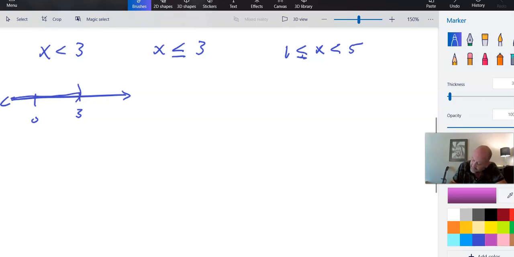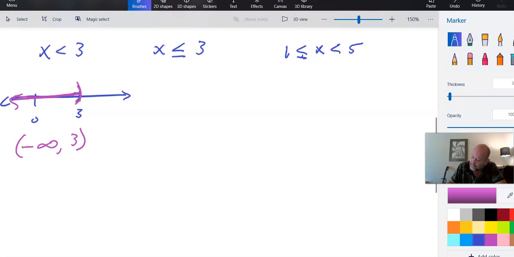Let me switch colors, that'll make that a little nicer. Then we color everything to the left, and we use that round bracket. If we were going to write the interval for this, that interval starts at negative infinity, goes all the way up to 3. It has a round bracket on 3, and infinities always get round brackets because you can never reach them. Infinity is not even a number. It's a destination you can't get to.